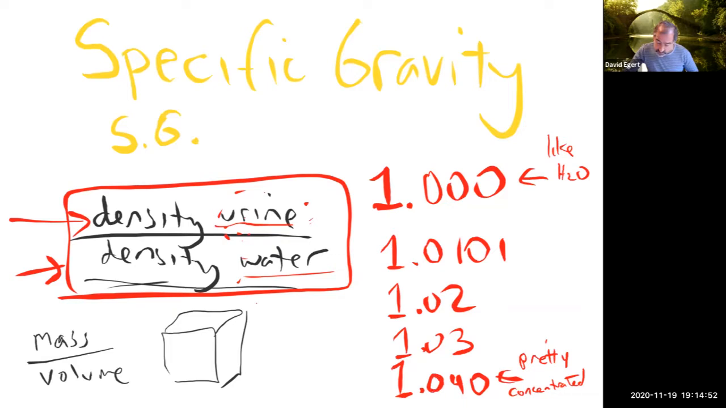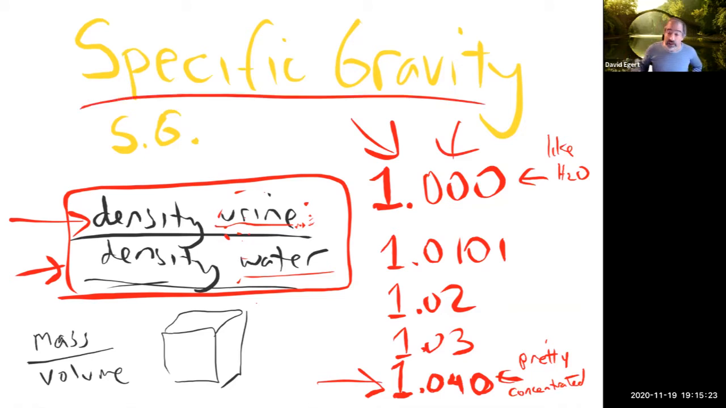So just to give you a sense of what these numbers mean, if somebody has a specific gravity of 1.040, they're probably pretty dehydrated because their body is holding on to a lot of water and the density of their urine is very high. So this would be considered high, this would be considered low, and this would be considered almost like water. So that's specific gravity.